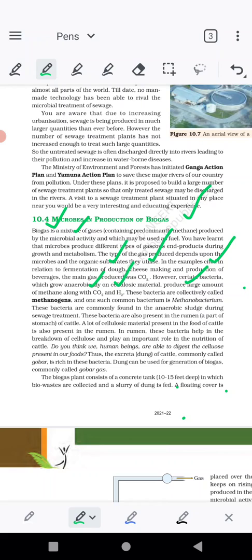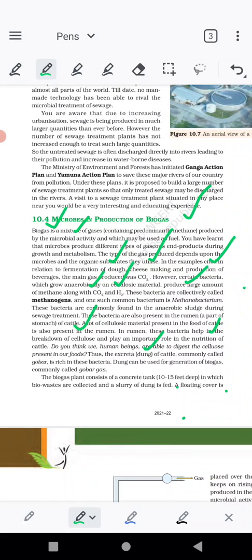As you know, cattle feed on cellulosic material, on plants, the producers. So a lot of cellulosic material is present in the regular diet of the cattle, and for the breakdown of this cellulose into simpler substances, these methanogens play a very crucial role. They play an important role in the nutrition of the cattle, because they help the cattle digest and break down the cellulosic material in their food.